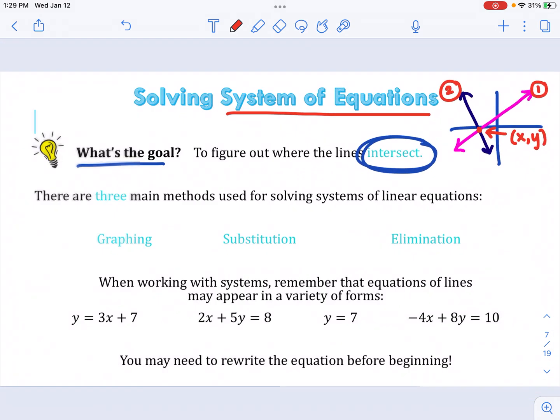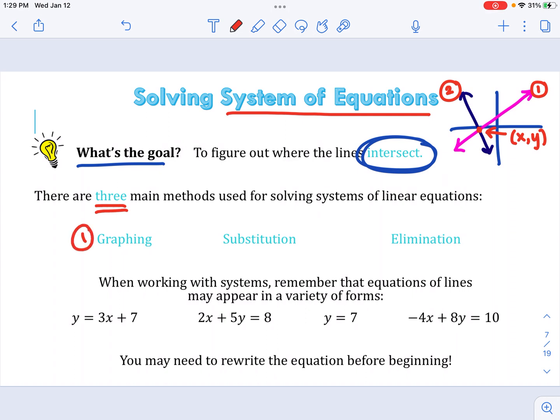So when we look at what it means to solve a system of linear equations, it means to figure out where the lines intersect. It's the one point that satisfies all the equations in the system. There are three major methods for solving systems of linear equations, and we're going to go over them each today. The first method is graphing, which is a little bit more time consuming.